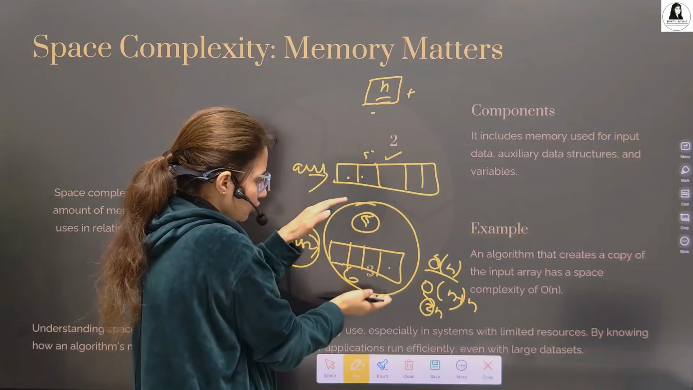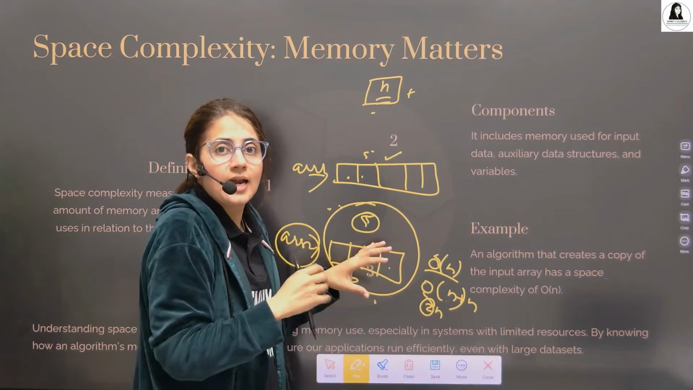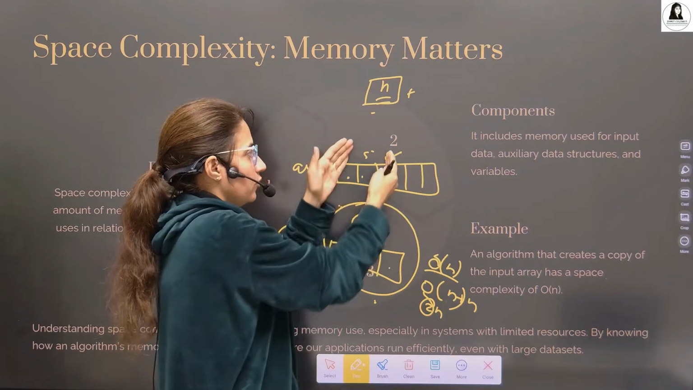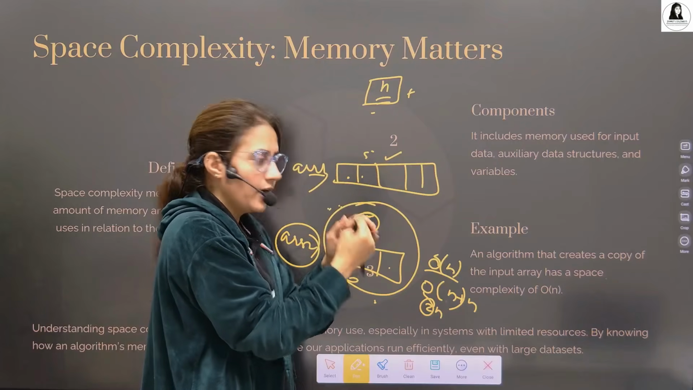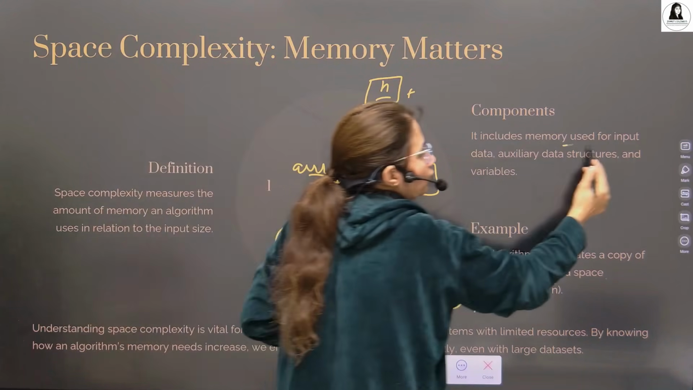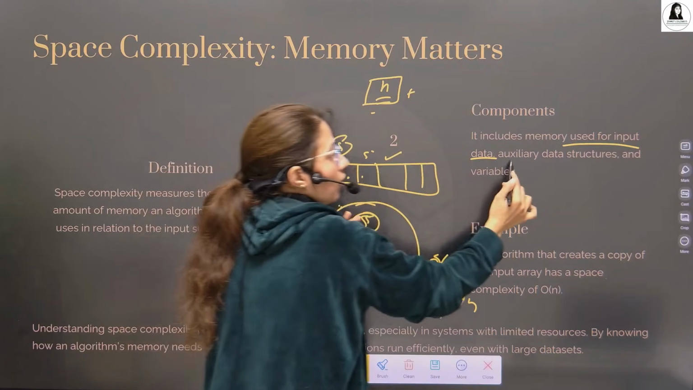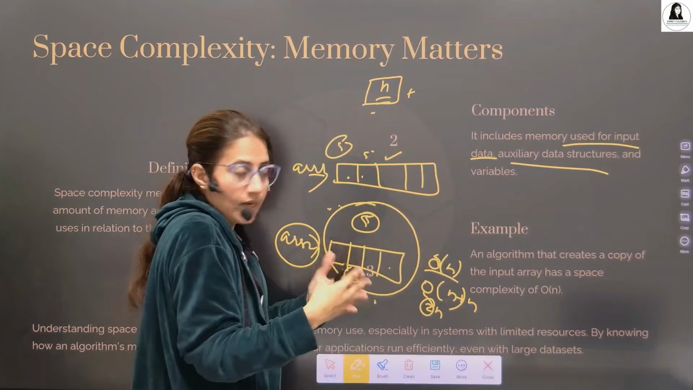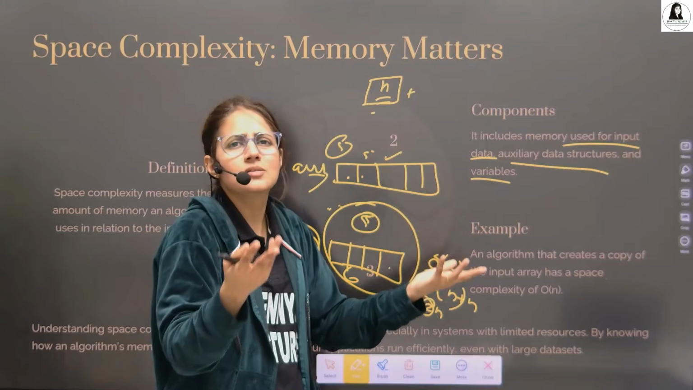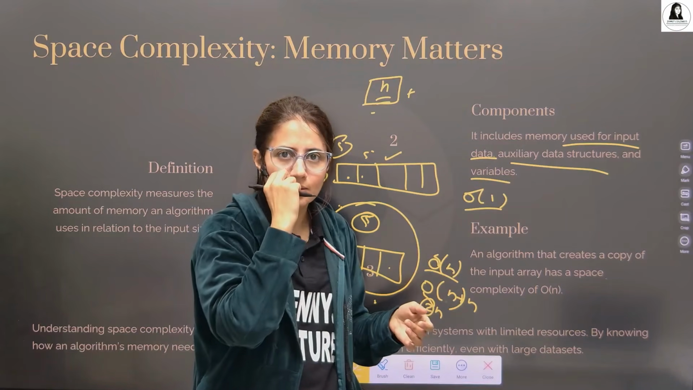The extra space your algorithm takes, if you are taking an extra array or not, comes under space complexity. But actually, it's a combination of both: the fixed space required plus the auxiliary space required. So it includes the memory used for the input data. Obviously, if there's an array of size 5, this is input data. Auxiliary data structure, if you are taking some extra temporary array, and some variables. If you take a variable, int x is equal to 0, that is constant, so it's order of 1. That doesn't matter really, right?